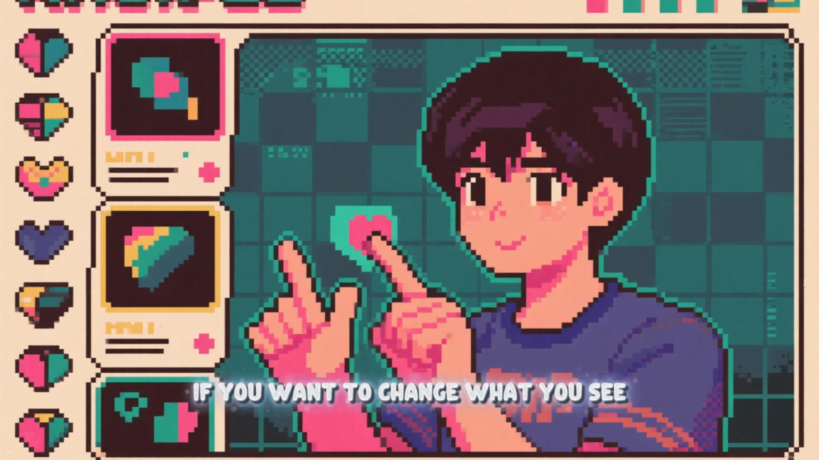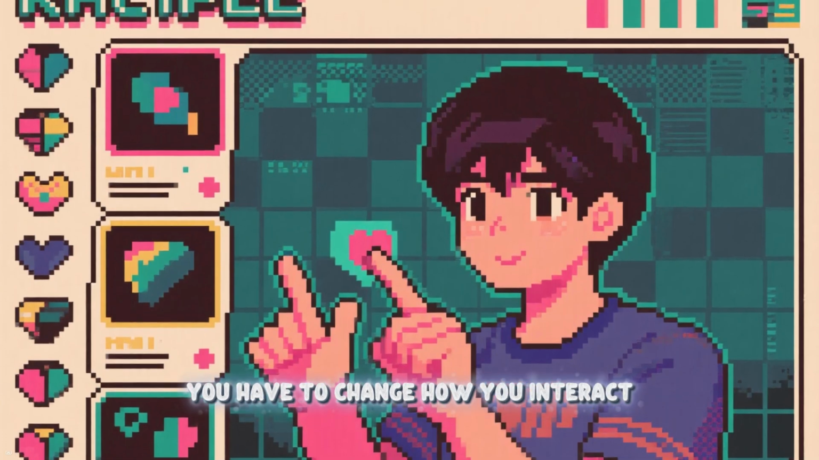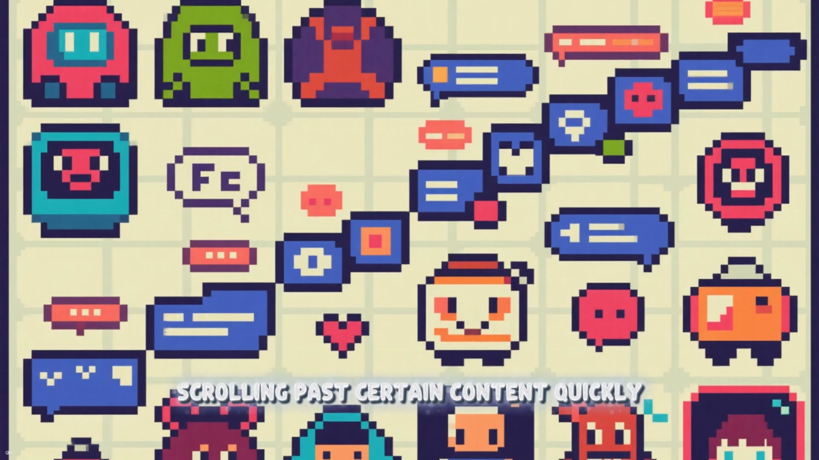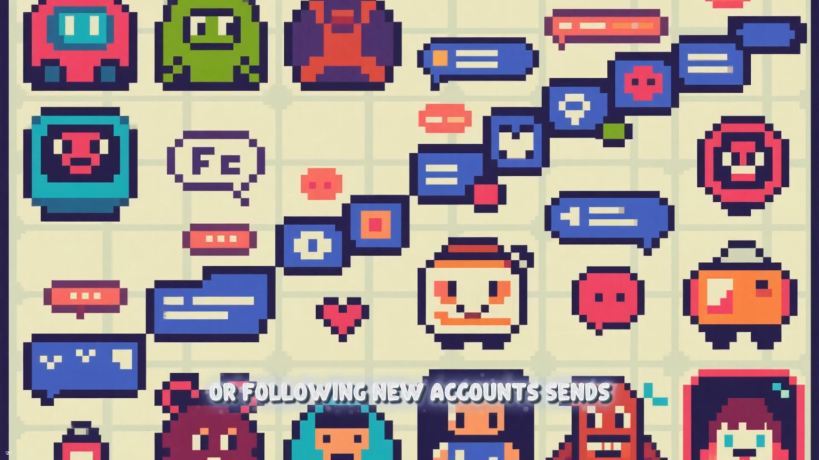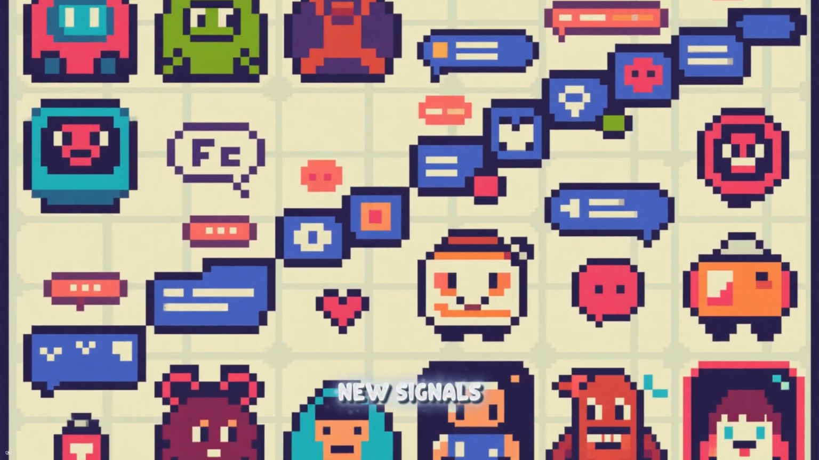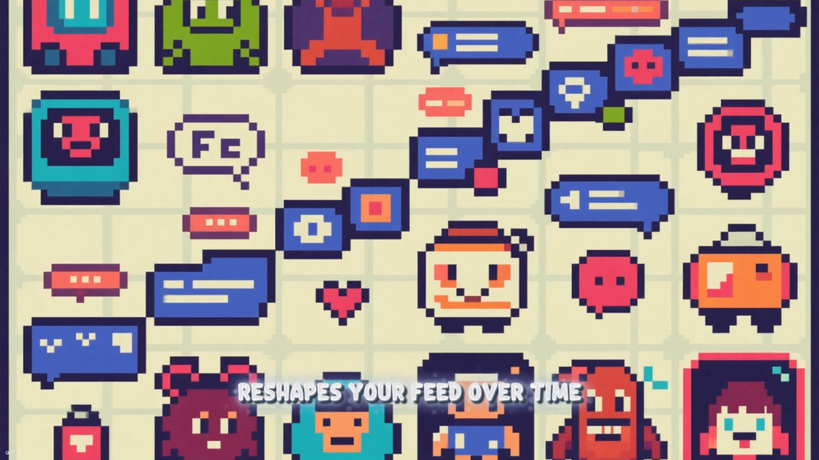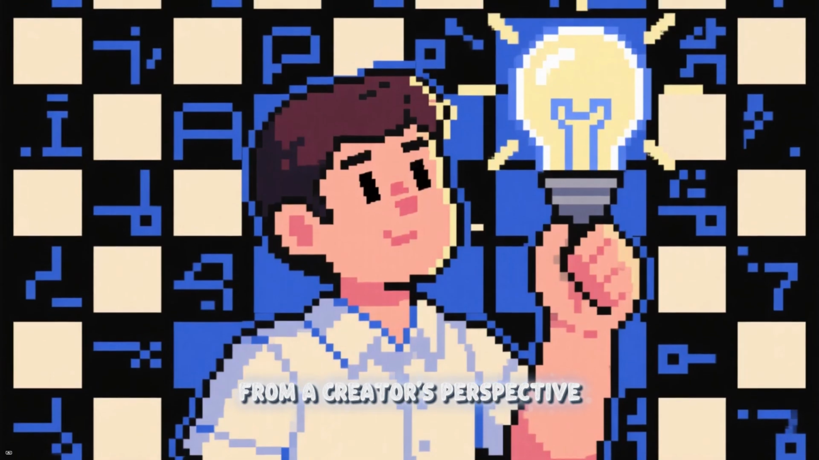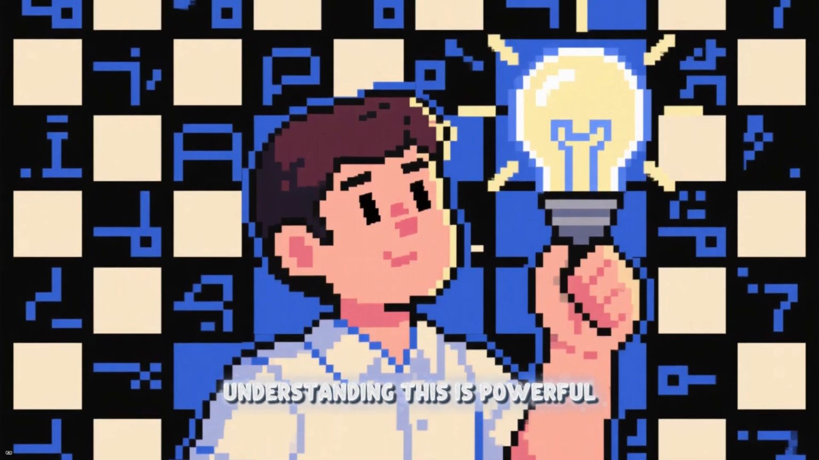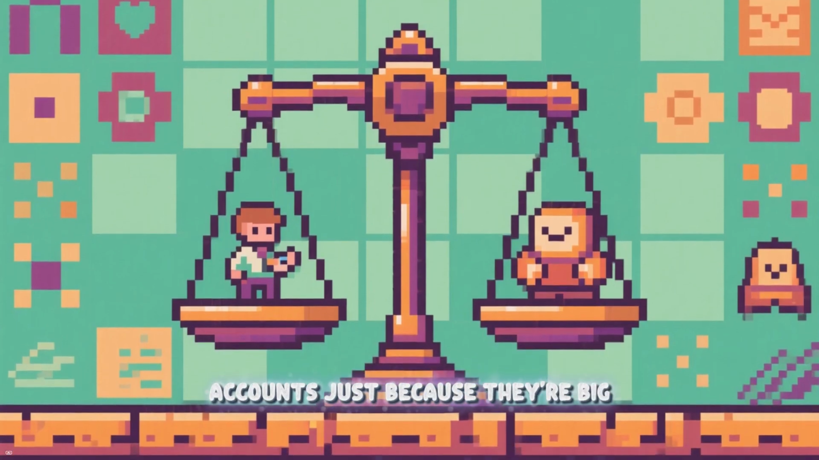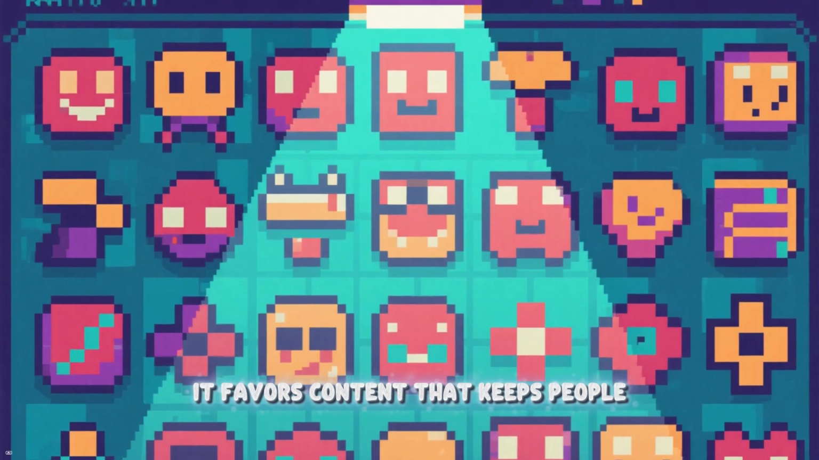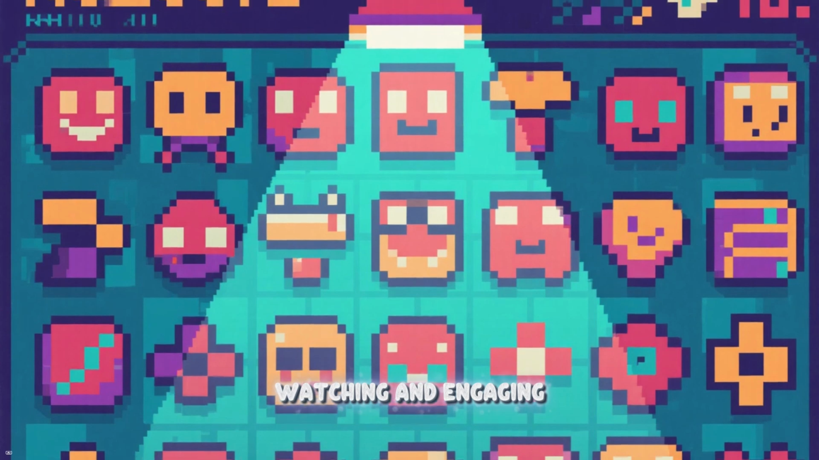If you want to change what you see, you have to change how you interact. Scrolling past certain content quickly, muting topics, or following new accounts sends new signals. Engaging thoughtfully reshapes your feed over time. From a creator's perspective, understanding this is powerful. The algorithm doesn't hate small creators, or favor big accounts just because they're big. It favors content that keeps people watching and engaging.